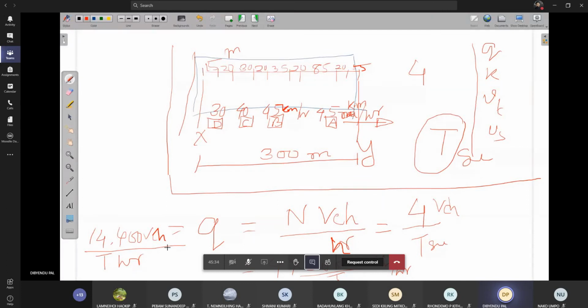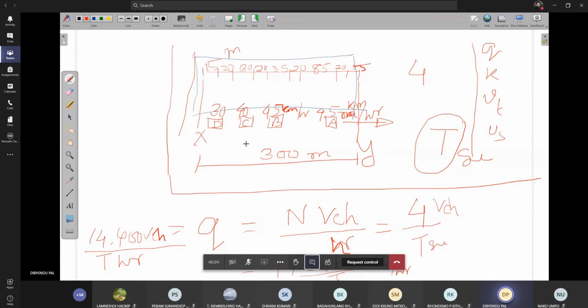Whatever the value of T, it may be 10 seconds, or 60 seconds, or 120 seconds, or even 1 hour. If it is 1 hour, then you put 3600 here. So this is how you can find the flow. That means in this question, the section was defined between X and Y, a 300 meter section was taken, and suddenly one photograph was taken.